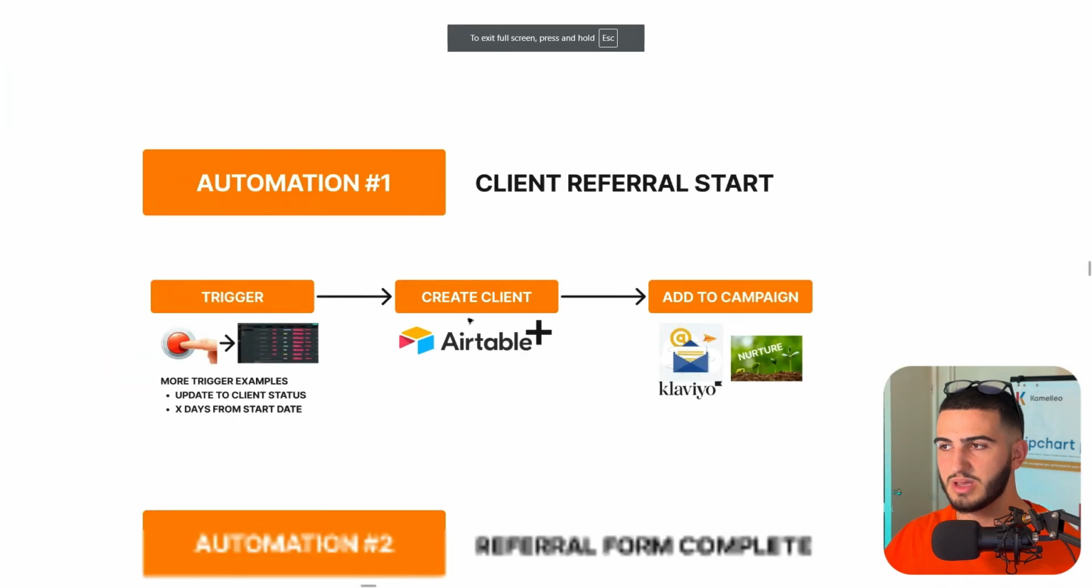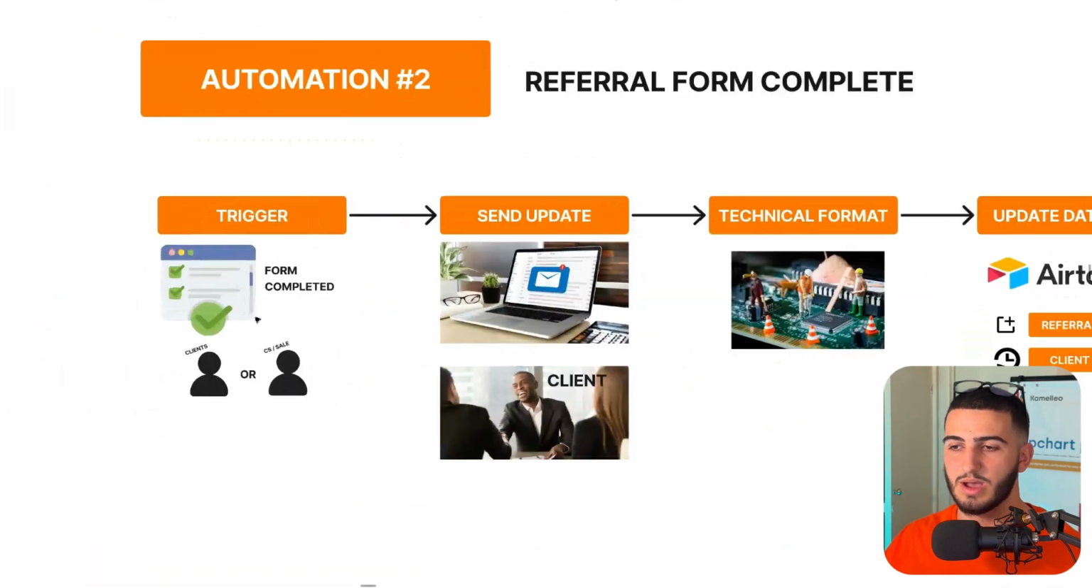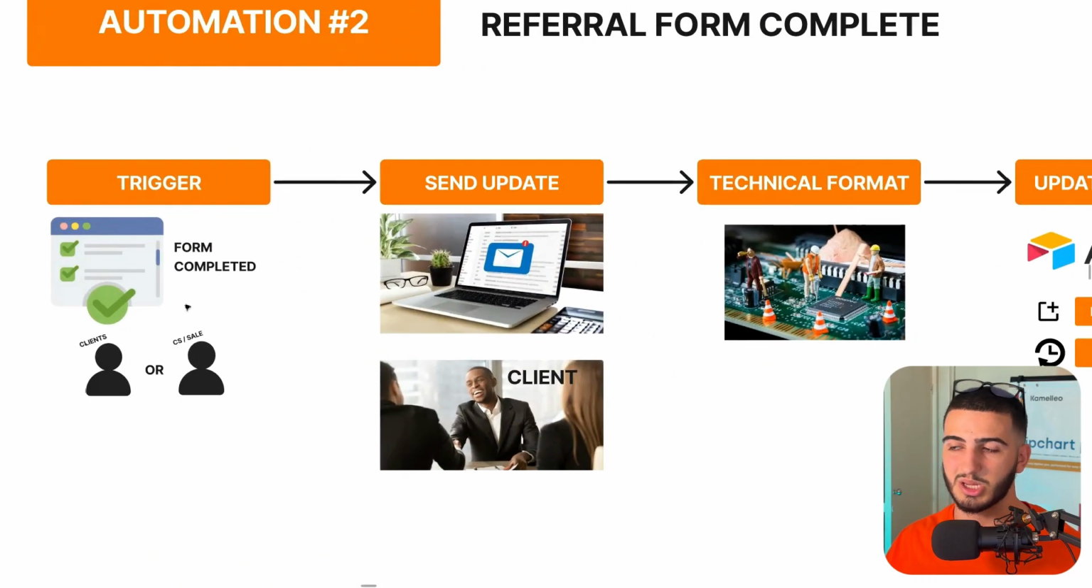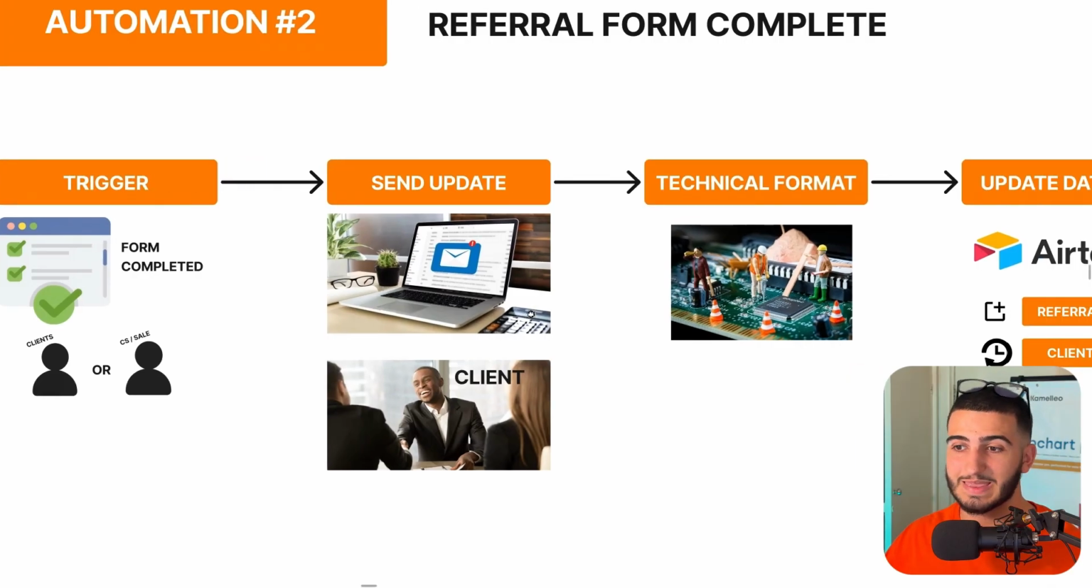For this second automation, what we basically want to do is trigger this when the client or the customer success manager completes the form with the referrals. Once again, you can either send this form to your clients and let them do it individually, or have the customer success managers fill it out. We want to send an update to the client to let them know the form has been completed and we've received the referrals.